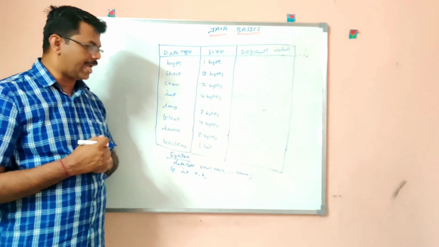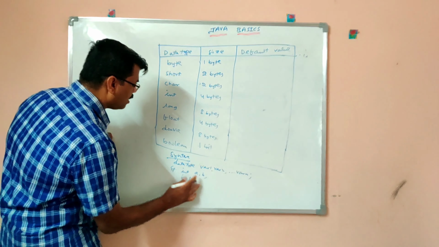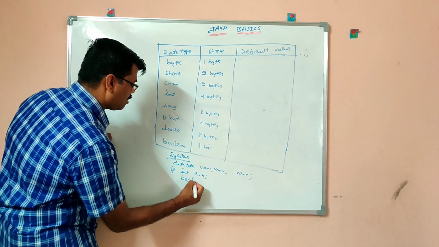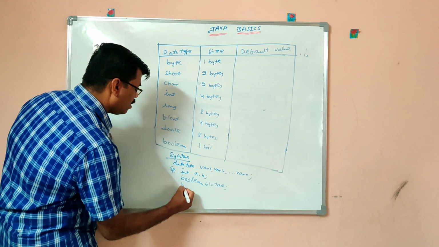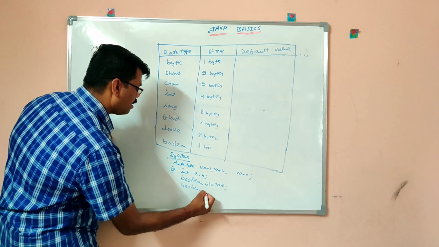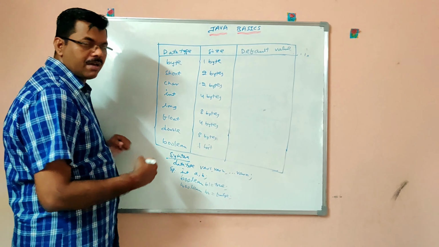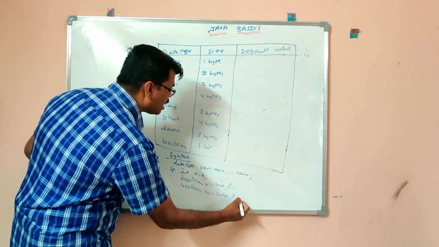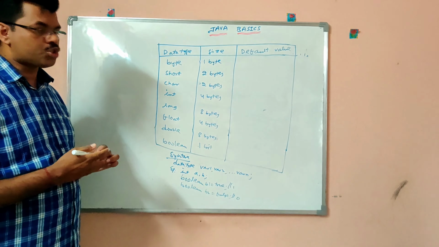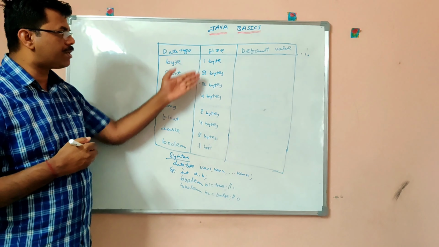So when you go for boolean, boolean can take only 2 values. For example, boolean b1 equal to true, boolean b2 equal to false. So when we say true, the internal value it stores is 1, and when we say false, the internal value it stores is 0. To store 1 and 0, we require 1 bit of memory. So that's about the size.